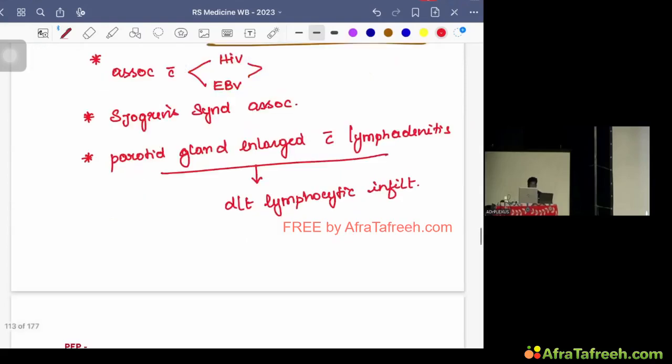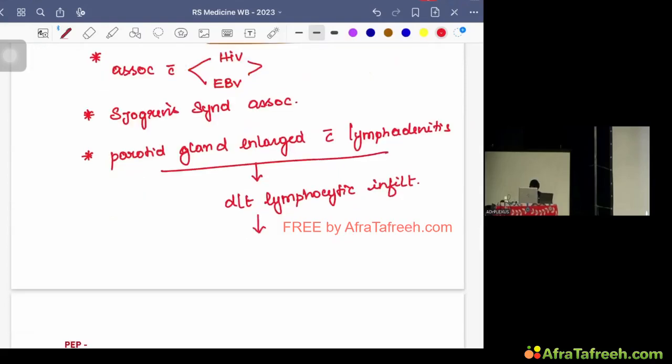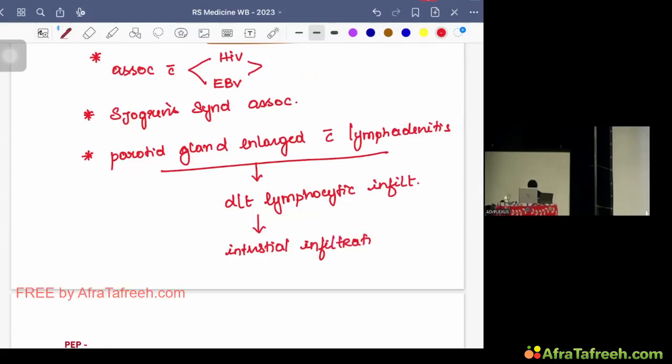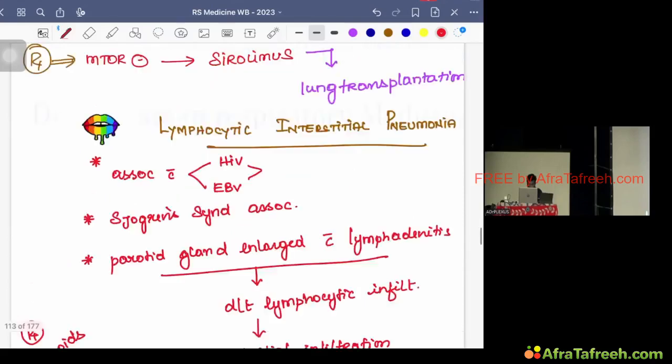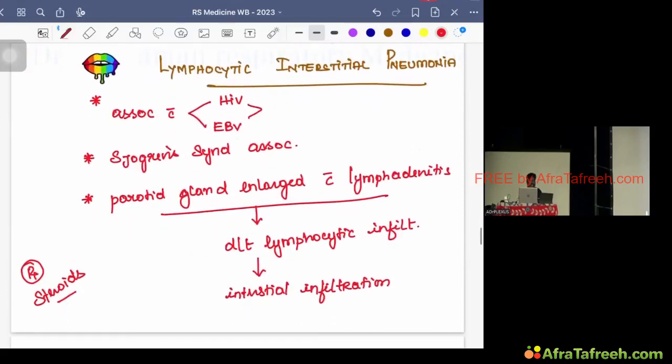And there is lymphocytic infiltration over the lung also, interstitial infiltration. Again, the treatment is going to be steroids. Okay, so this is the lymphocytic interstitial pneumonia, which is seen in immunocompromised patients, that is HIV and Epstein-Barr virus, and it is also associated with connective tissue disorder. So this is about the interstitial lung disease.